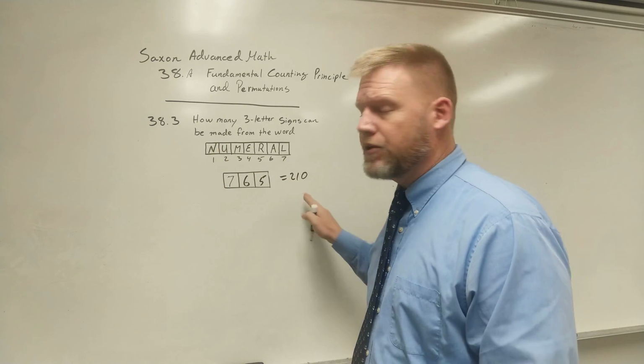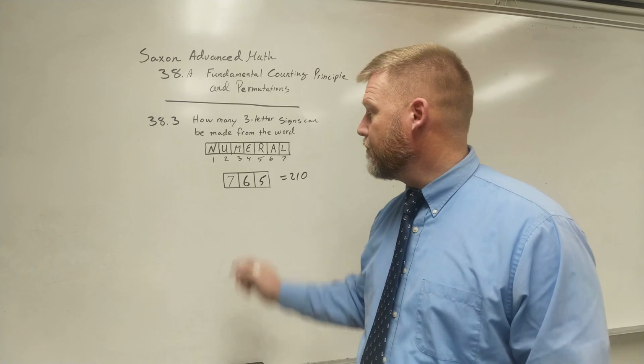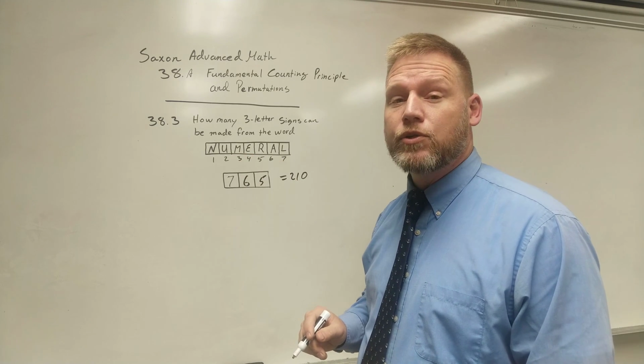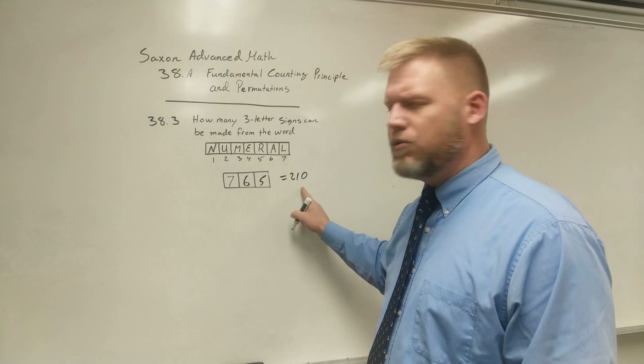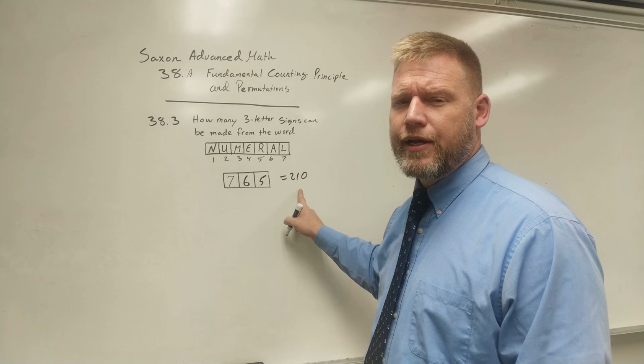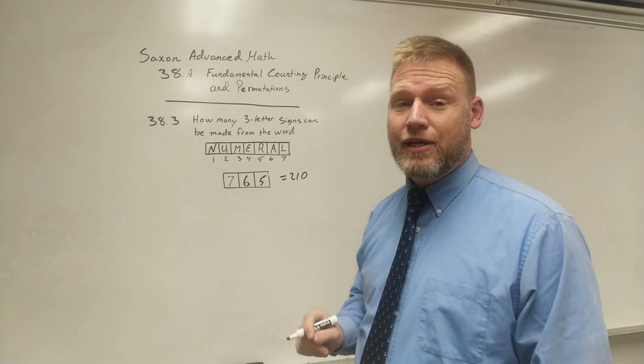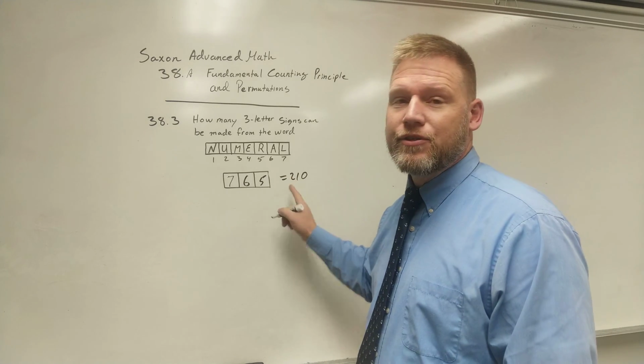So this is 210 different ways that the three-letter signs could be made from the word numeral, which 210 is obviously very large if you're trying to get actual words. There's considerably fewer actual words, but arrangements of letters, 210.